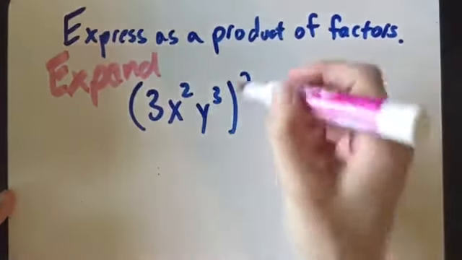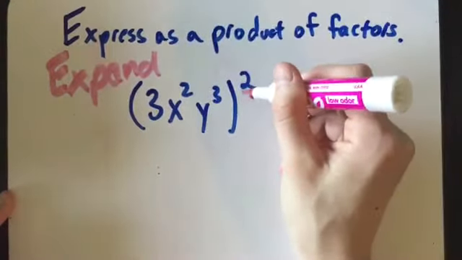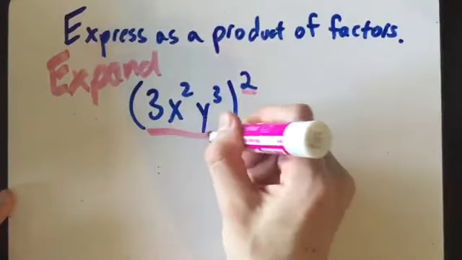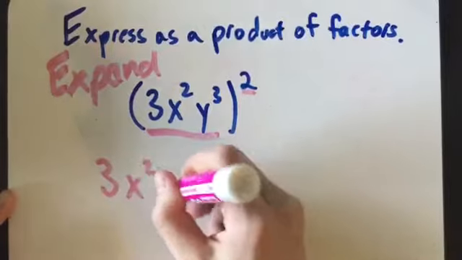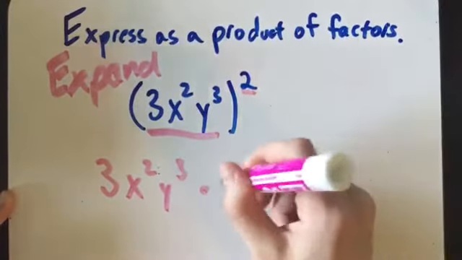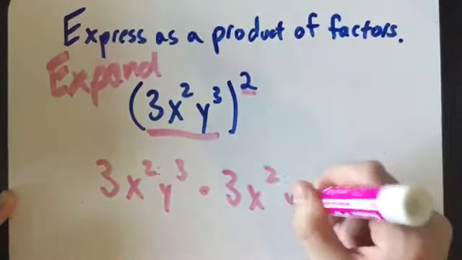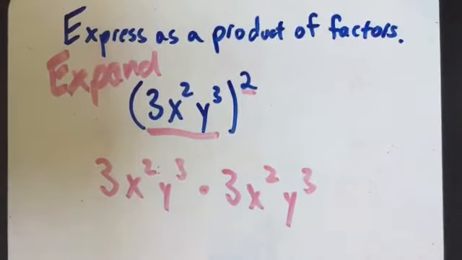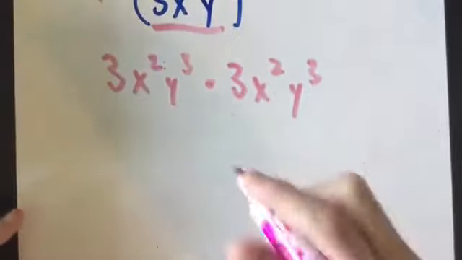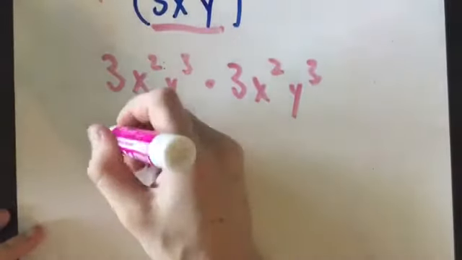In my first step of expanding, right, we've got that outside exponent of 2. Its base is this whole thing in the parentheses. So that means that it's 3x squared y to the 3rd times itself twice. 3x squared y to the 3rd. We still have exponents, which means we still have repeated multiplication that we can show. So this still needs to be expanded further.